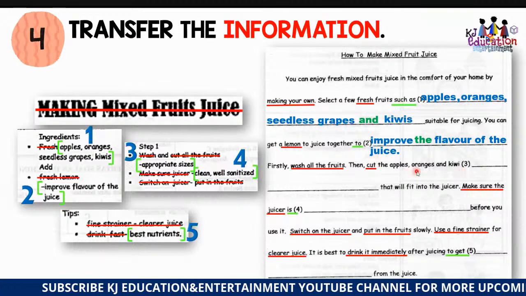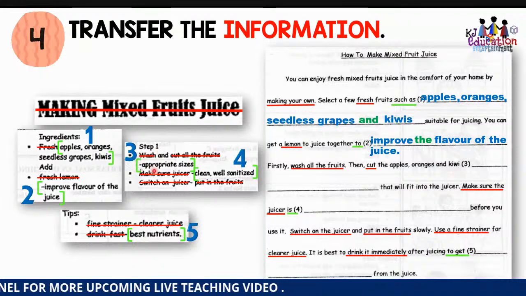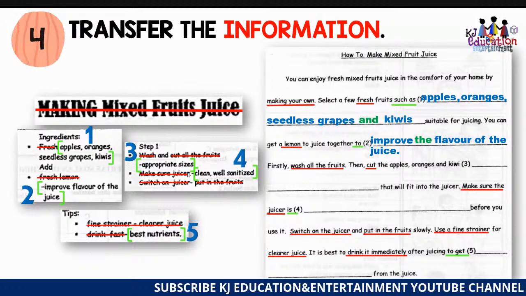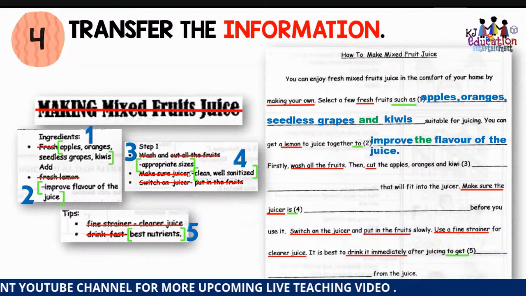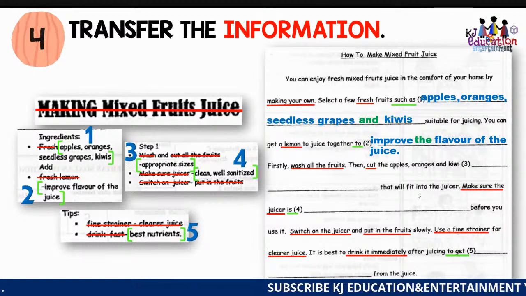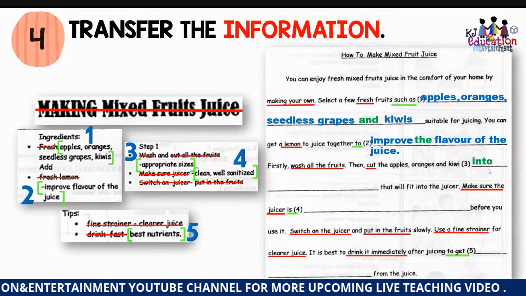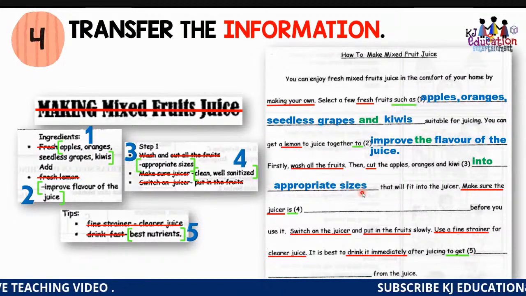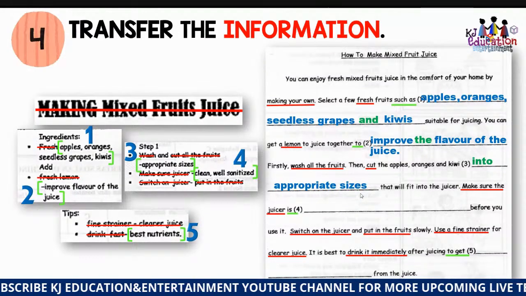Okay, cut the apples, oranges, and kiwi that will fit into the juicer. So we have put in the bracket for appropriate sizes. Now we are going to add in another word. Now, anyone can tell me, how are you going to cut these fruits appropriate sizes? There's a word that is missing over there. Yes, into. All right, a preposition. All right, we're going to put in the preposition into appropriate sizes. Okay, so good job. You've got number 3 correct as well.